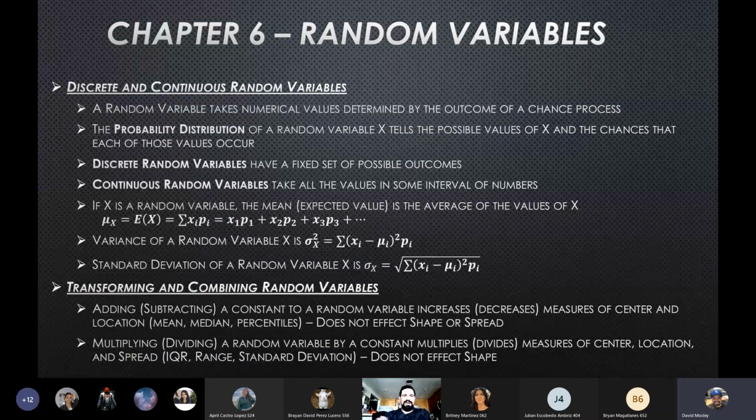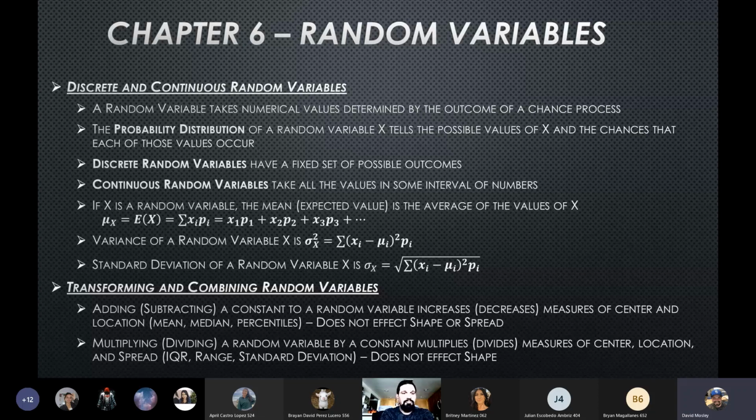We can transform and combine random variables. If we add or subtract a constant to a random variable, it increases or decreases measures of center and location, which would be considered the mean, median, and percentiles and things like that. It will have no effect on shape or spread.